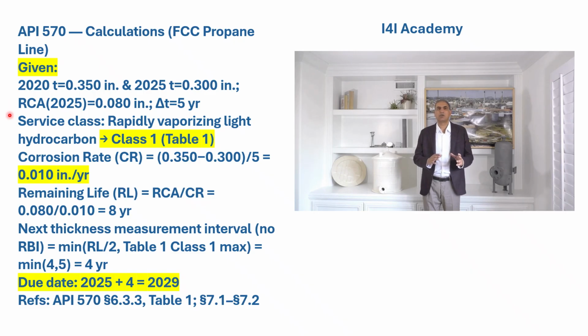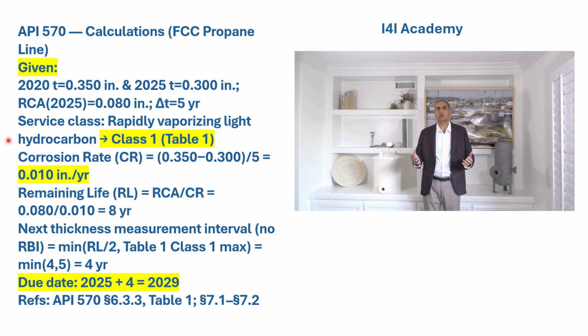This is a propane-rich light hydrocarbon that would rapidly vaporize on release, and it's within the unit. That is Class 1 service. Class 1 matters because Table 1 in API 570 caps the thickness measurement interval at 5 years. And the code rule says we must use the lesser of half the remaining life, or that table maximum, when RBI is not being used.